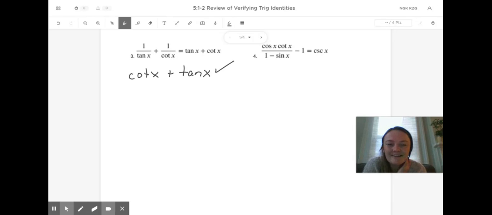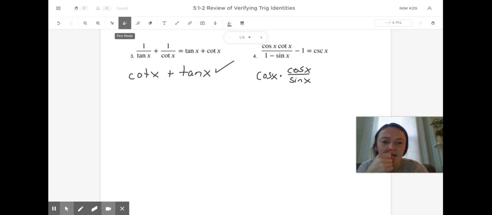Cosine x cotangent x all over 1 minus sine x, minus 1, is equal to cosecant. Now, depending on how you do this problem, it could take a really long time, a moderate amount of time, or it could be really quick. I'm going to pick the one that's in the middle. So cosine x times cotangent x is the same thing as cosine x times cosine x all over sine of x. And then we're going to say all over 1 minus sine x, minus 1. And the question is, does it equal cosecant of x?